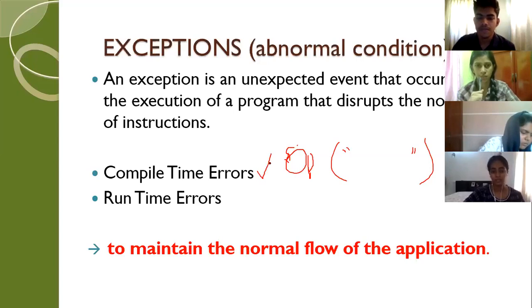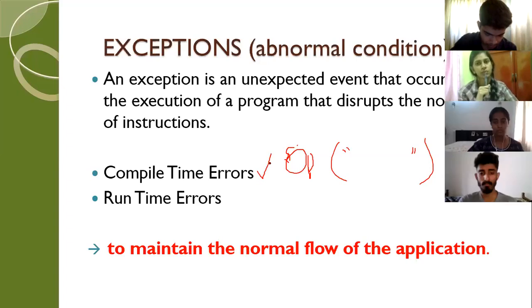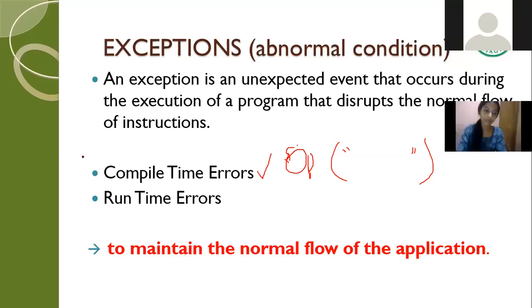In the compilation process, the compiler tells you this is the error. The object cannot be found. You have missed a semicolon. Your brackets are missing. You do not have such a program name. All that comes under the category called compile time error.